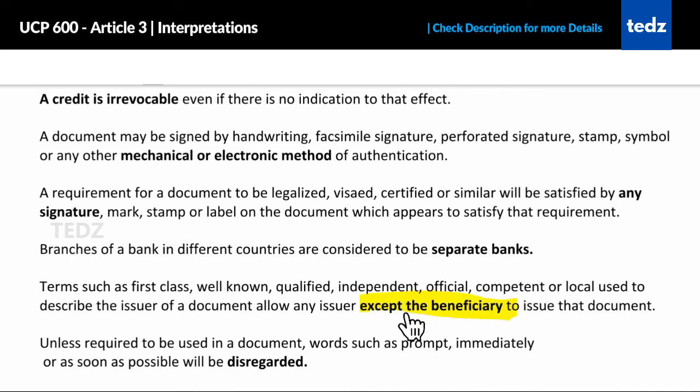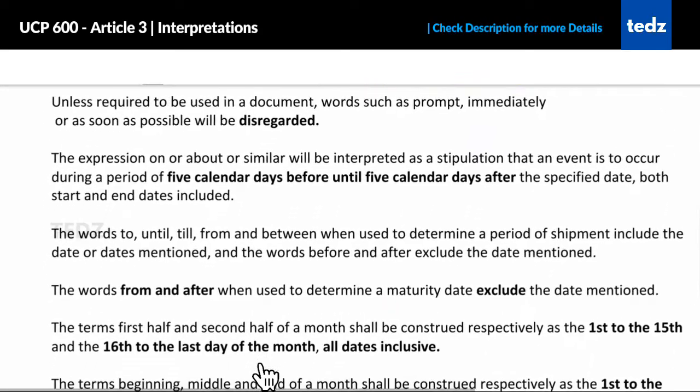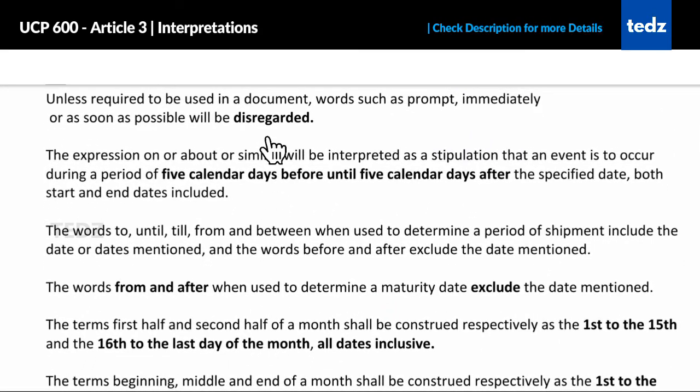The next point is about when the document says it has to be issued immediately or promptly or as soon as possible. When these words are used, they will be disregarded. For example, the inspection certificate has to be issued immediately. When the word immediately is there, it has no meaning. We'll just disregard that word.